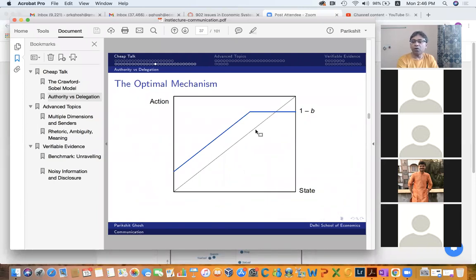At least in the uniform quadratic case, which we have been dealing with, the truly optimal mechanism, the globally optimal mechanism, is some kind of restricted delegation. It's delegation with a cap. Specifically, what the receiver would want to do is say that the sender can choose any action, but not an action higher than 1 minus b. You can choose anything up to 1 minus b, but not more than that. And then you hand over the keys.